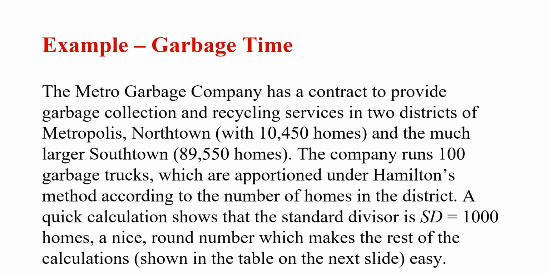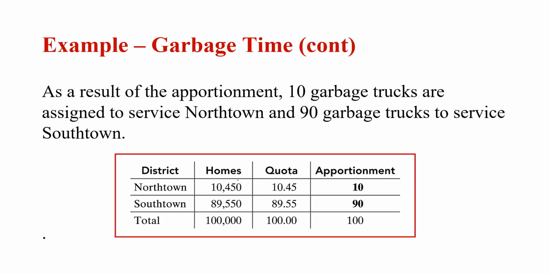The company runs 100 garbage trucks, which are apportioned under Hamilton's method according to the number of homes in the district. That makes sense. Quick calculation shows if you add them all up, divide by 100, you get 1,000. So 1,000 is your divisor. Are we good? So we have that. Southtown is 90, Northtown is 10, which kind of makes sense. Does that make sense, that it's about 9 times bigger? I'm thinking like from 10 to 90. That's about 9 times bigger, right?